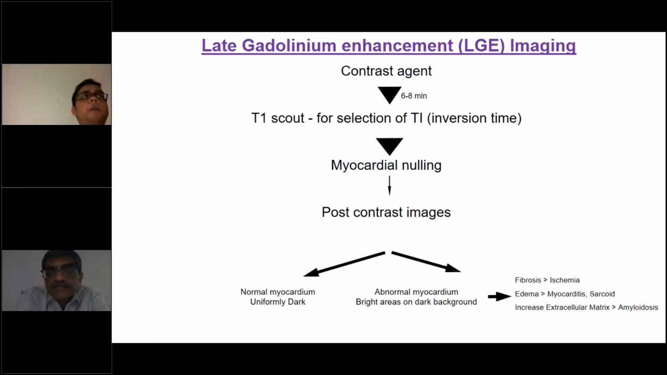So the normal myocardium is uniformly dark, while any bright areas or any areas of enhancement along the dark myocardium suggest abnormal pathology. This may be due to fibrosis, as in cases of ischemia, it may be due to edema in cases of myocarditis or sarcoid, and it may be due to increased extracellular matrix, such as in cases of amyloidosis.